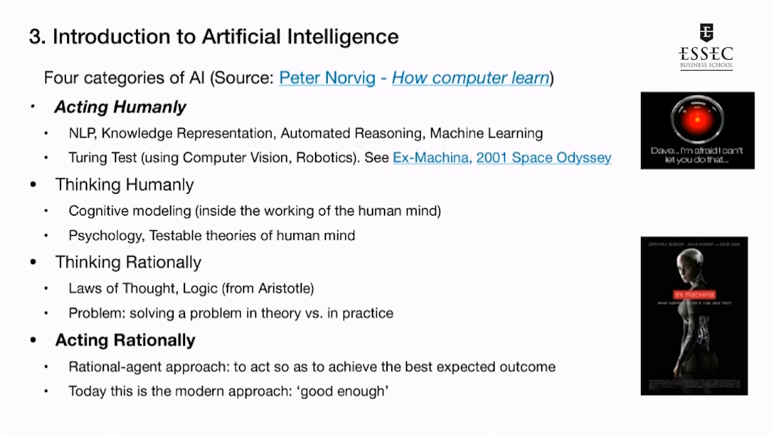First one is called acting humanly. So you would like the system, the computer, to act as a human. I mean to really reproduce human behaviors and human decisions. So we are talking about natural language processing. The computer should understand the human language, understand reasoning, machine learning, and the holy grail, if you want, of this is called the Turing test.